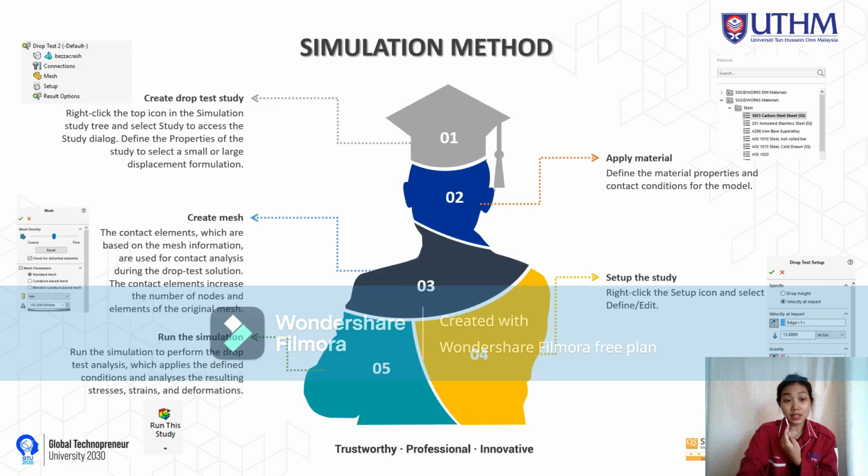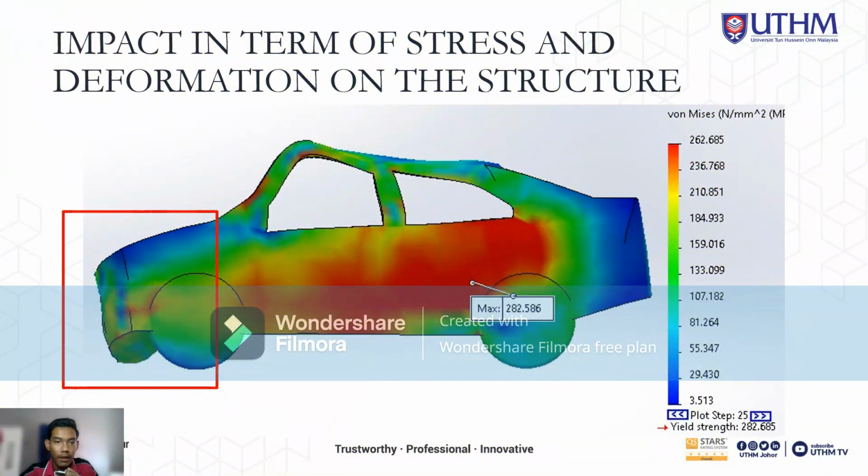And the simulation method: the first one is we created a drop test study. Second is apply material, and then creating mesh, and also set up the study, and lastly we run the simulation. Impact in terms of stress and deformation on the structure.